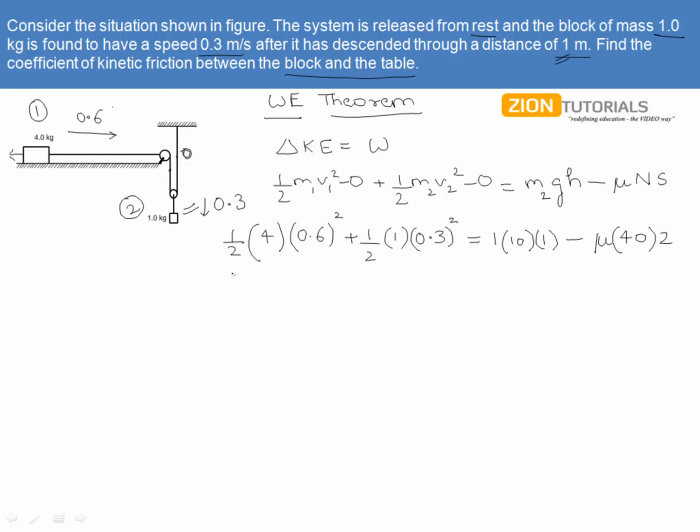So here is an equation we have only in mu. We can solve for mu from this expression, giving us 9.235 over 80, that is approximately 0.12.